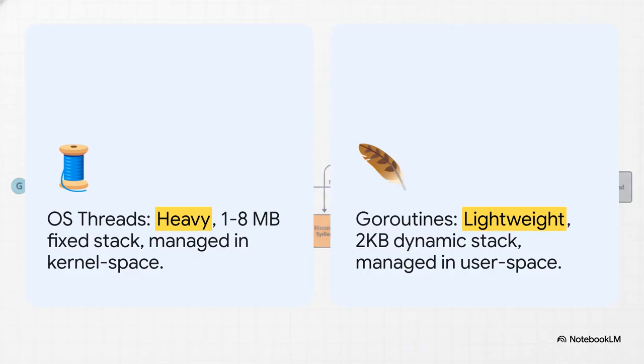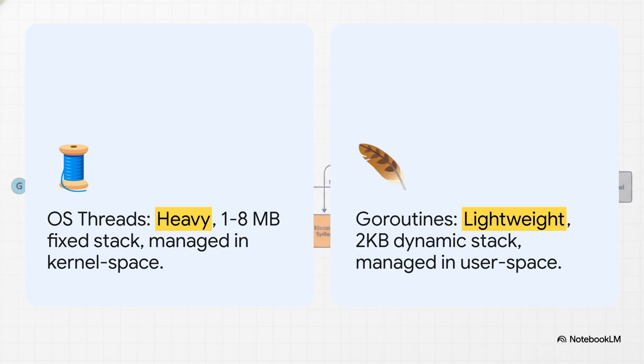The secret to Go's massive density lies in lightweight execution. Notice how traditional OS threads are managed in kernel space and are, well, notoriously heavy. A single thread requires a fixed stack of 1 to 8 megabytes. If you try to run 100,000 of those, you're going to run out of memory almost instantly.